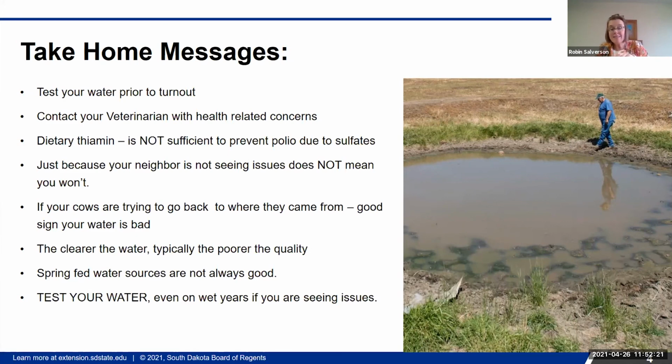And then lastly, test your water even on wet years or even just average years. I've come into a lot of different situations where someone loses cows in a pasture all the time, whether it's a wet year, an average year, or a dry year. And it turns out that water source is always poor. Okay, so we always think, test your water when it's dry. But in reality, like I said, a good policy is to test before turnout into each of those pastures, whether it's a dry year, a wet year, or an average year.